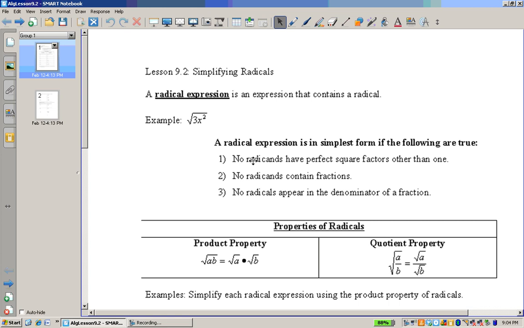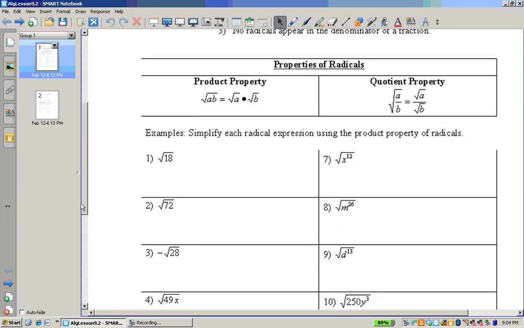We have no radicands that have perfect square factors. Of course, one does not count. No radicands containing fractions, and no radicals in the denominator. So let's see what that looks like.